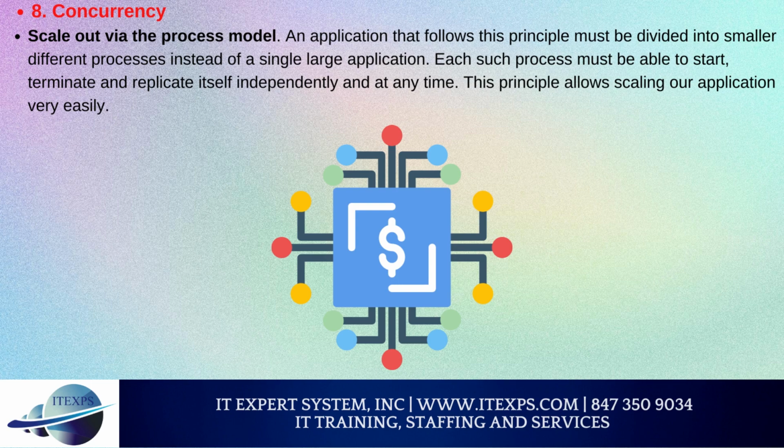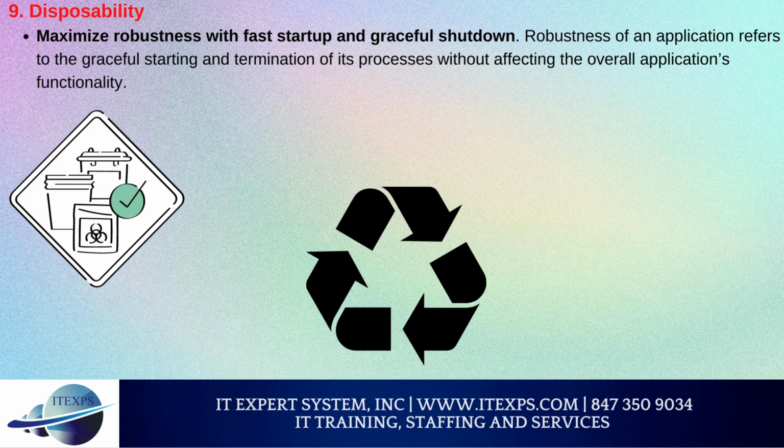9. Disposability. Maximize robustness with fast startup and graceful shutdown. Robustness of an application refers to the graceful starting and termination of its processes without affecting the overall application's functionality. For example, one of the processes of our application is storing the details of a newly added employee of the company to a database. But while doing so, an unexpected error occurs which causes the process to terminate unexpectedly. However, the state of our application or database must not be affected by it and the process must fail safe. Also, it must start quickly whenever required.